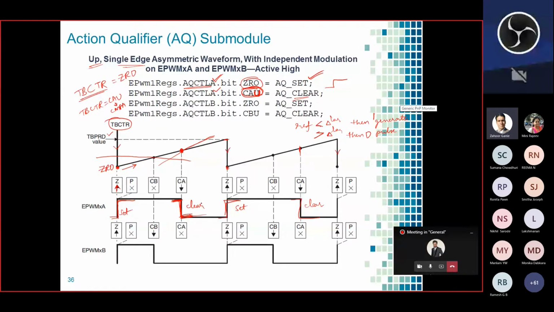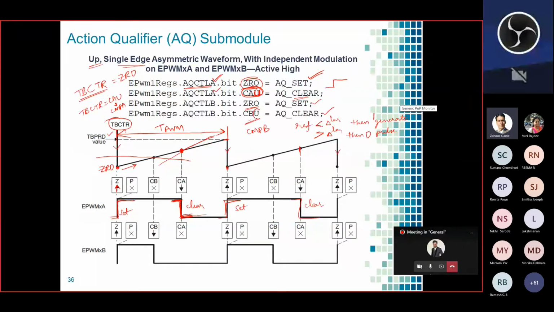Okay. So this is for every switching frequency. So every switching time period, this is the total switching time period, TPWM. Similarly for B, the action qualifier is set and clear. So at 0 it is setting and it is clearing at the compare B value, CMPB.